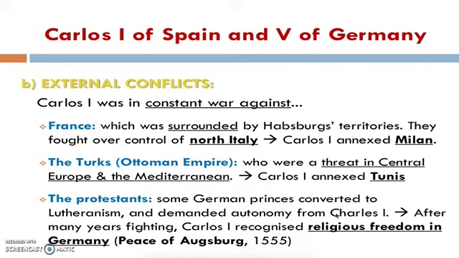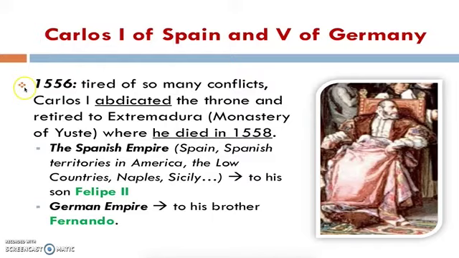But after many wars, Charles I had to recognize the religious freedom in Germany. It was signed, firmado, in the Peace of Augsburg. And after so many conflicts, in 1556, Charles I retired and abdicated the throne, and he went to Extremadura, to a monastery of Yuste, for his last 2 years because he died in 1558.